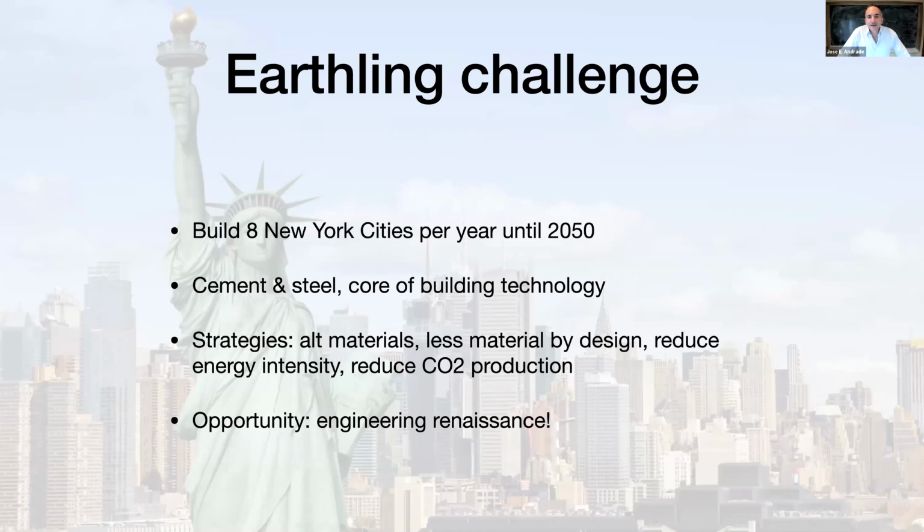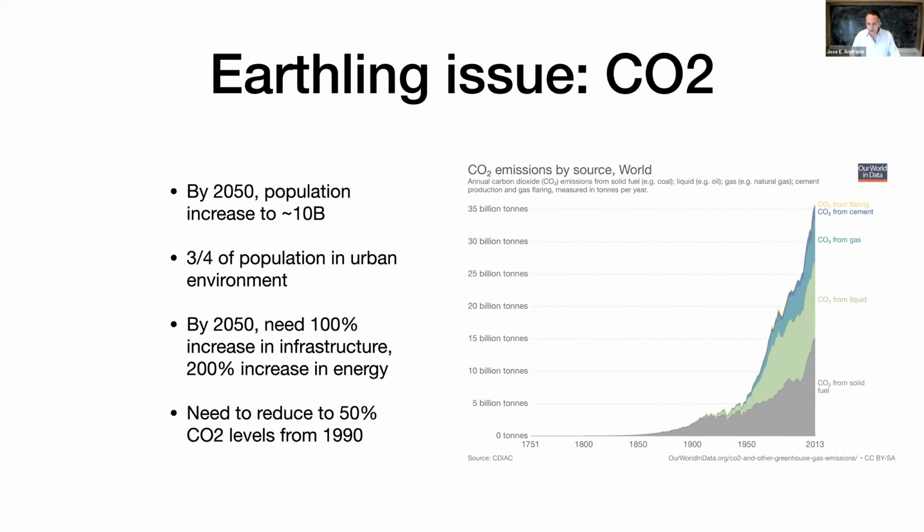And just to put it in perspective, this is equivalent to building 8 New York cities per year until 2050 all over the world. That's a lot of cement and concrete. And you would like to replace that because, as you could probably see from the previous slide, cement and concrete is one of the main producers of CO2. According to some of the numbers I have, it could account for up to 8% of what we produce.